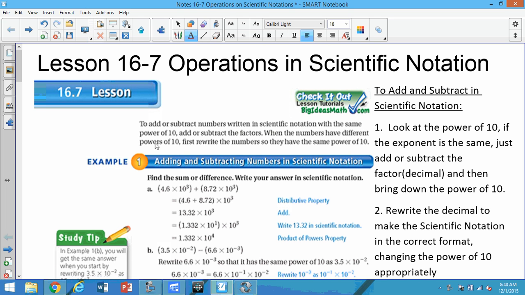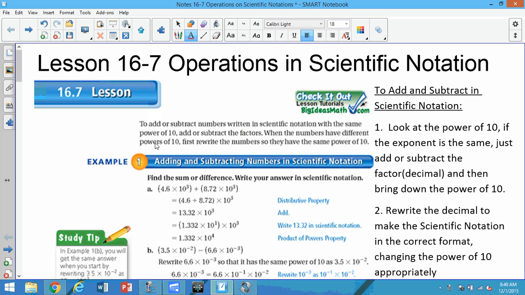Okay, today's lesson is lesson 16.7, Operations in Scientific Notation. This is a big lesson. If I were writing the textbook, if the textbook company had asked me, I probably would have separated this lesson into two separate lessons, one where you are adding and subtracting and another where you are multiplying and dividing, but your book put them all in one.